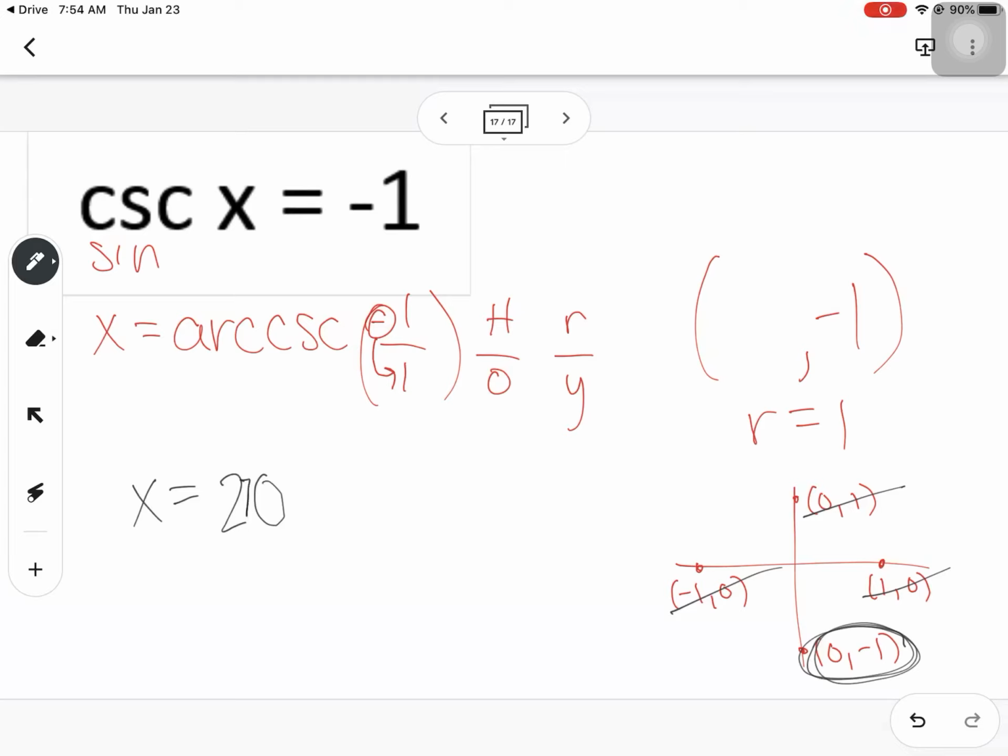Translating that into a degree measure, it is going to be a 270-degree angle. So your quadrantals will sometimes just give you one answer and not two. And you will just have to go through this process to make sure you know which case it is.